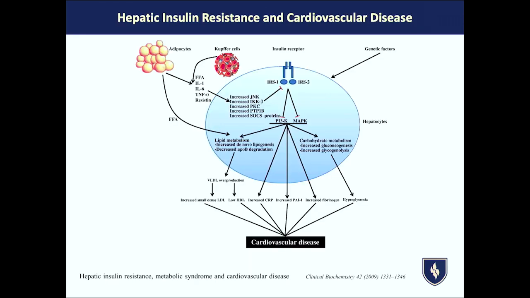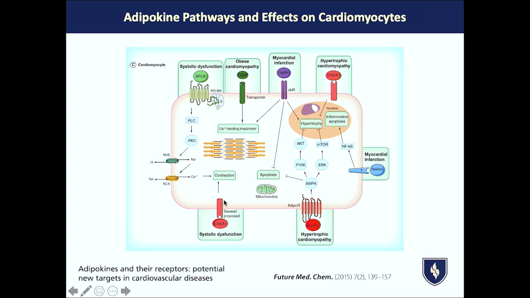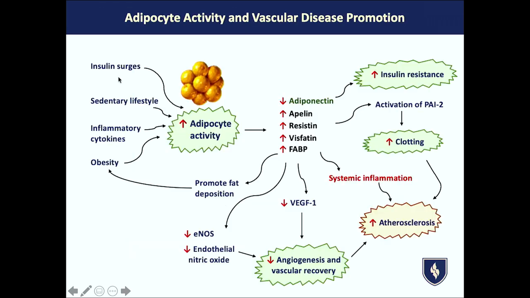Then we get into the adipokine pathway, which I want to talk to you about. And the adipokine pathway is the protective one. This is where the adipokine pathway impacts endothelial cells and has an effect on blocking hypertension and protecting against vascular injury. So I summarize this for you here, and then we'll go into clinical strategies, especially with adiponectin, in a second. So there are fat cells in the body. The more fat cells, the greater the potential for these, but the person doesn't have to be fat for these fat cells to be activated. Insulin surges, sedentary lifestyle, inflammatory cytokines, and even obesity activate these adipocytes.